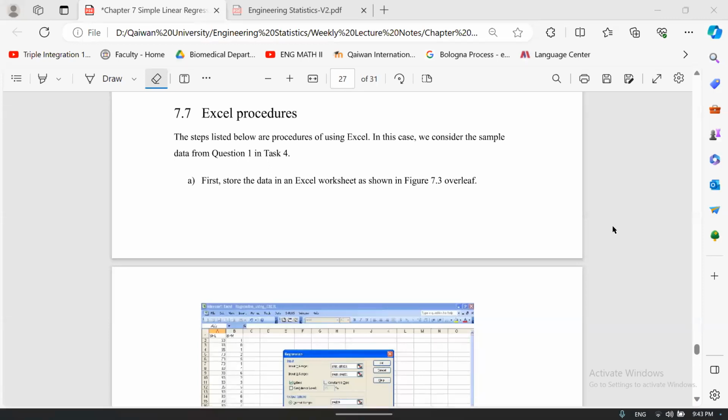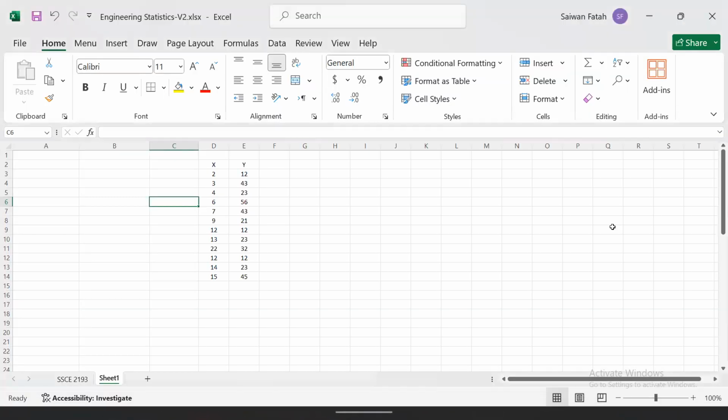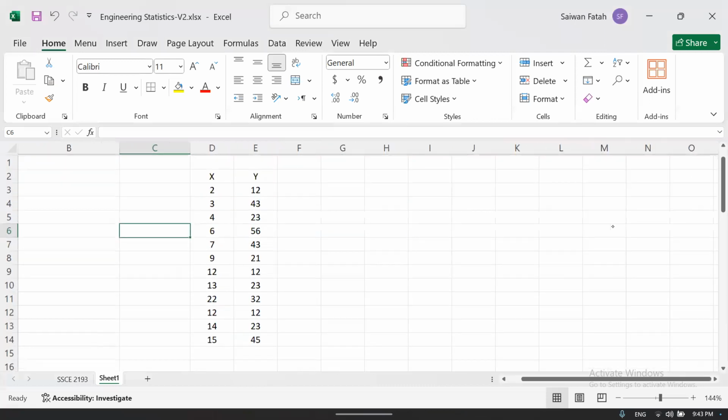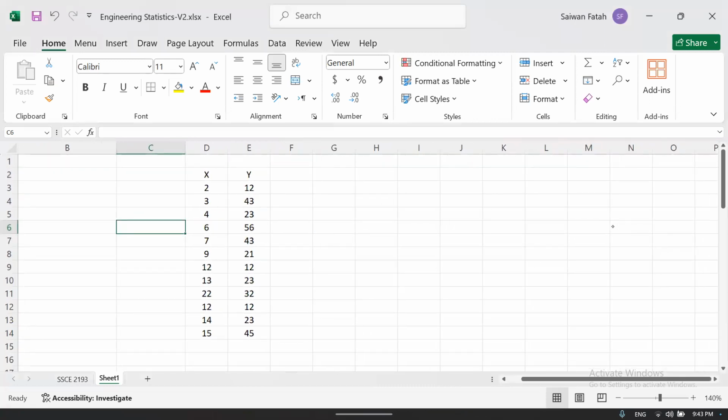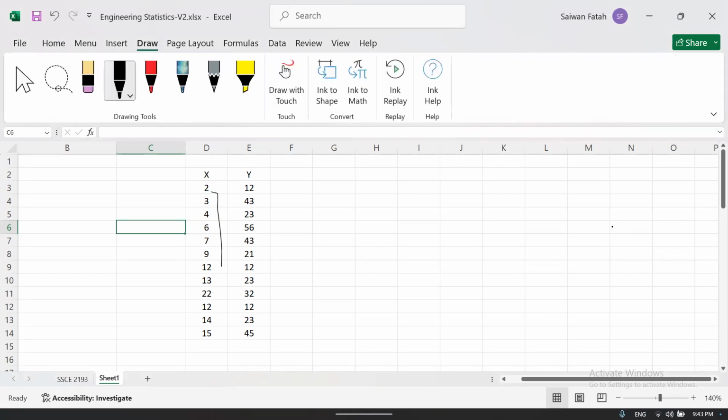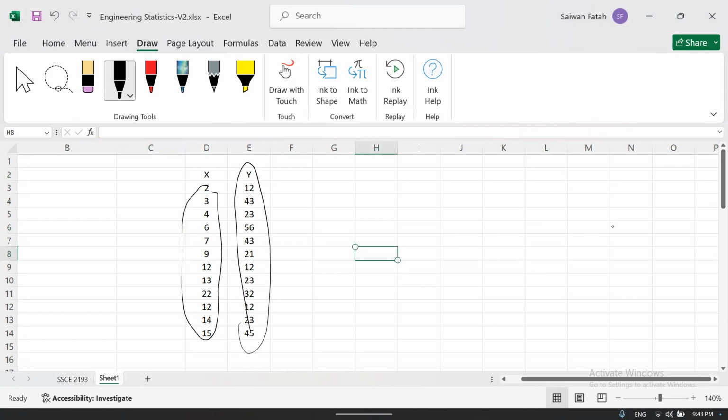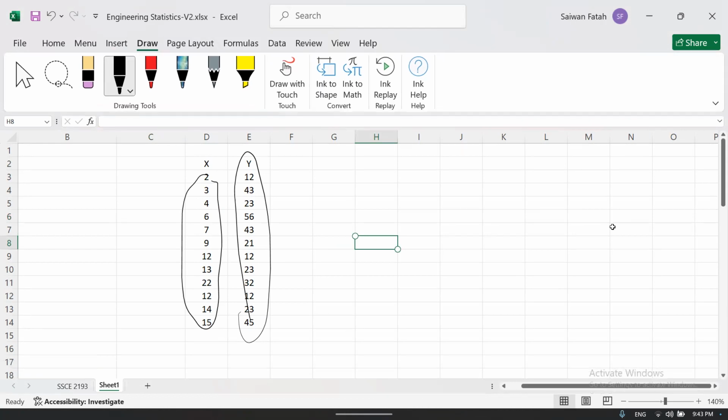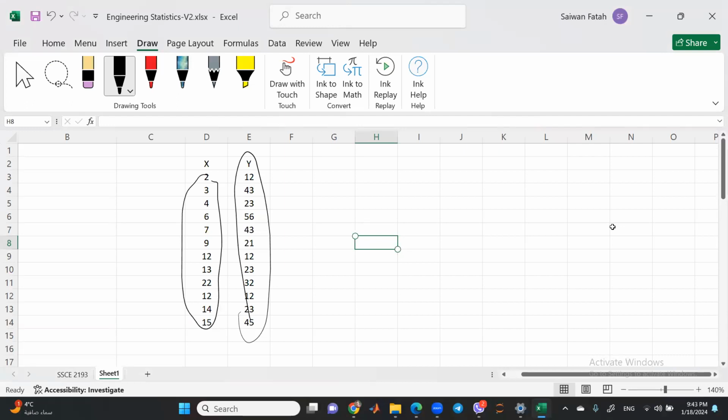So we now have the Excel procedures here. We use Excel to do it. If we have a list of data for x and y, look, these are the list of x data, and these are the list of y data. If you want to use Excel for analyzing this as a linear regression, what do we do here?